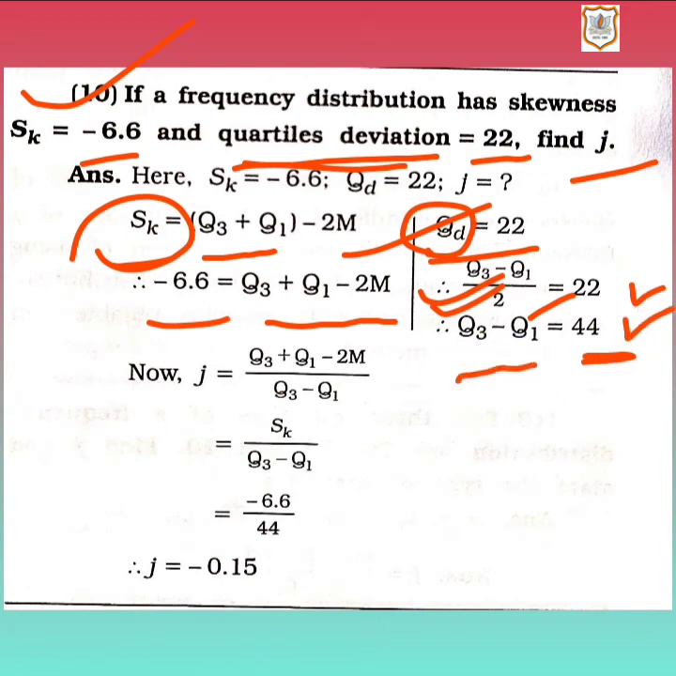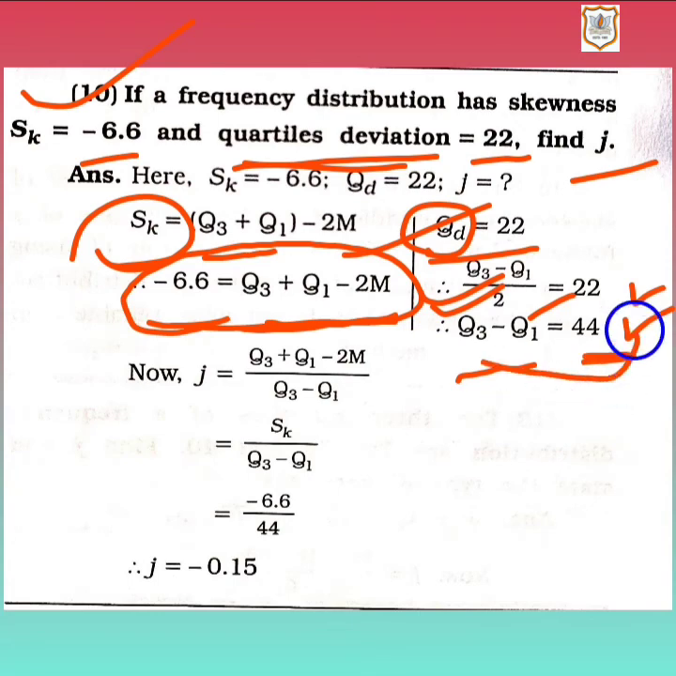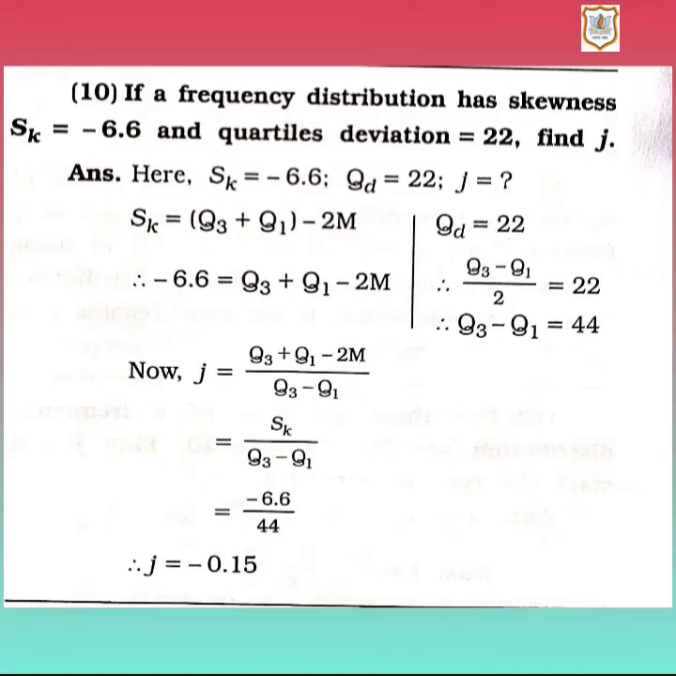So we have two results. First is minus 6.6 equals Q3 plus Q1 minus 2m. Second is Q3 minus Q1 equals 44. As in the question we have to find J, we'll write the formula of J. J is equal to Q3 plus Q1 minus 2m upon Q3 minus Q1.